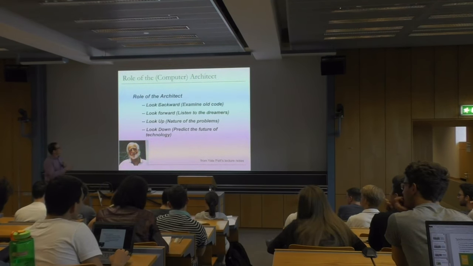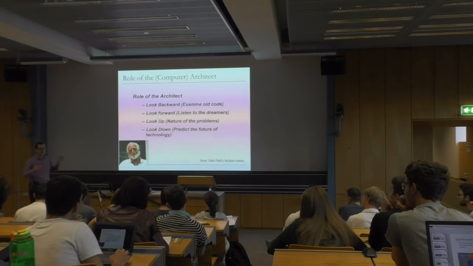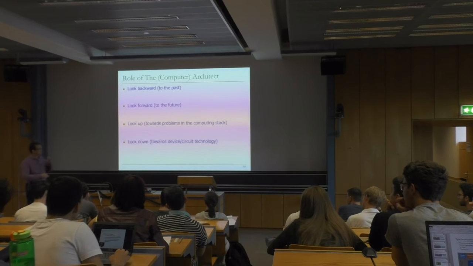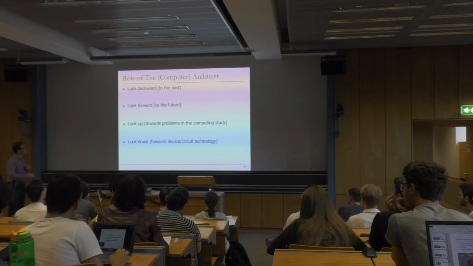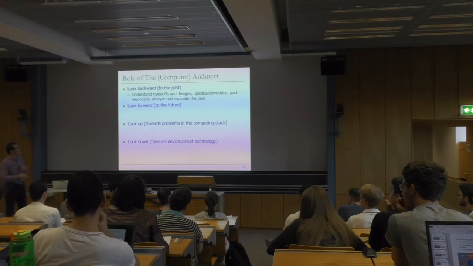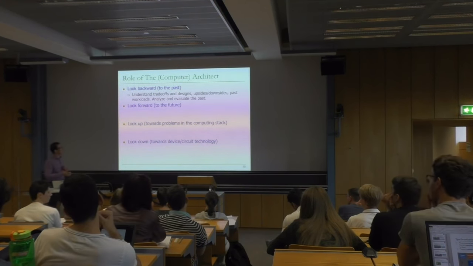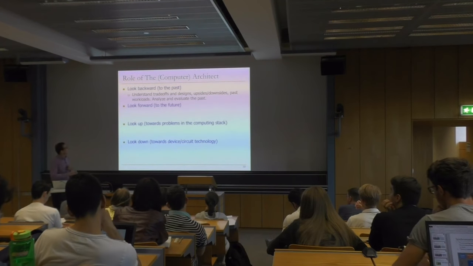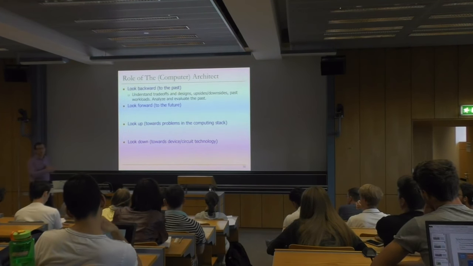Anyway, but basically an architect really needs to look everywhere. You have to have eyes everywhere if you really want to be a good architect. Backward, forward, up and down. This is my rendition of that slide over here. Basically, you need to look backward, understand the past very well, understand the trade-offs and designs, upsides and downsides, past workloads. Basically, build a very good understanding.